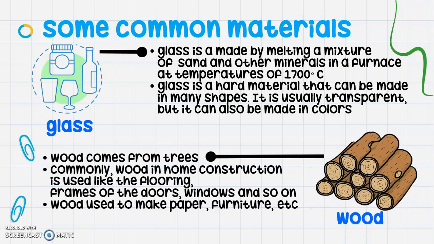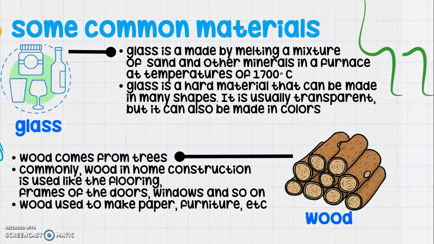Wood. Wood comes from trees. Commonly, wood in home construction is used for the flooring, frames of the doors, windows, and so on. Wood is used to make paper, furniture, and etc.